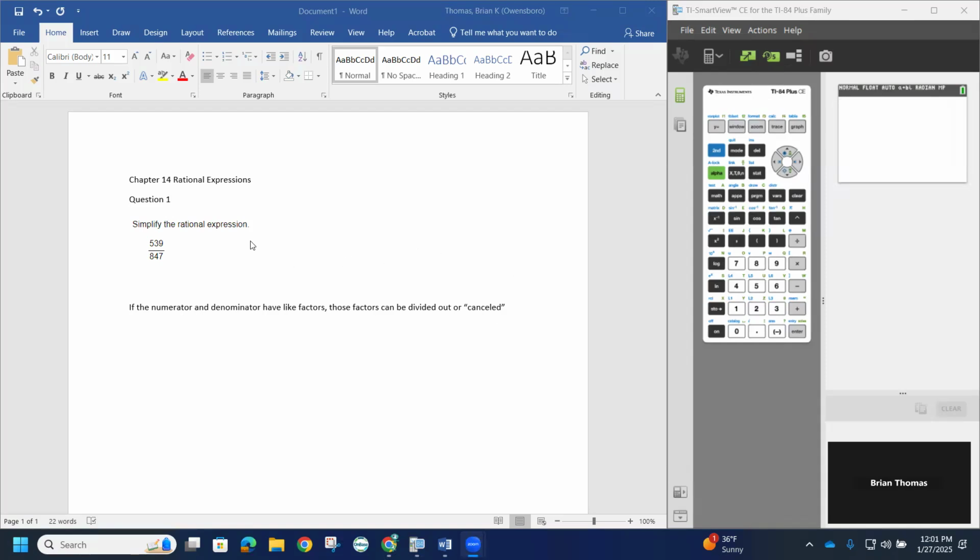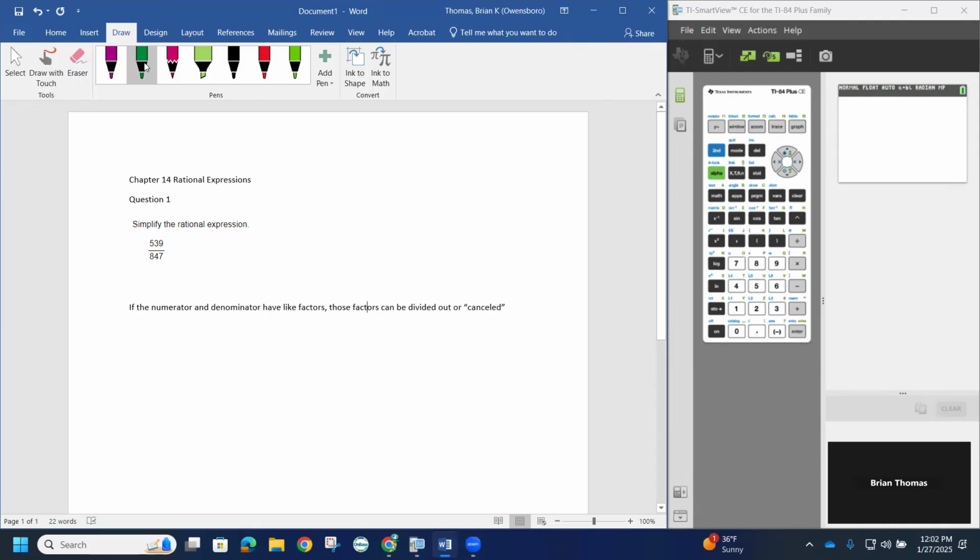canceled. So if I want to simplify this rational expression, one of the ways of doing it is doing a factorization on it. A certain type of factorization that would be helpful here would be to do what we call a prime factorization. So if I do a prime factorization, our prime numbers are 2, 3, 5, 7, 11. Sometimes we use 13 a little bit, and they just keep on going. But most often we can use these prime numbers to help reduce things.